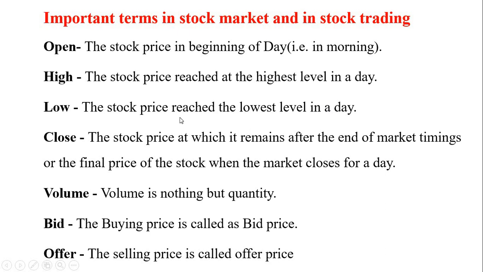For example, if you buy an Infosys company share, that is a live example I am giving. Today the live market is at 678 rupees. It started and went to 720 rupees. Again it came down to 675 as of now. This is one of the lowest levels in a day that we can consider. After that, close. The close is the stock price at which it remains after the end of the market timings, or the final price of the stock when the market closes for a day. We can call it LTP, last traded price.